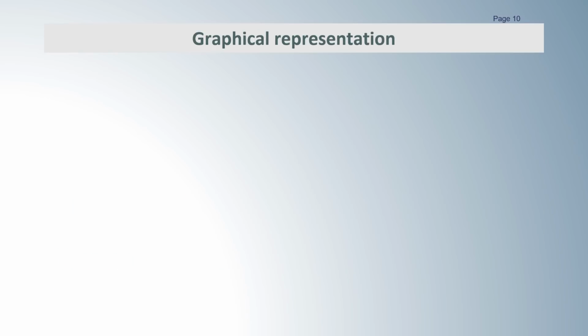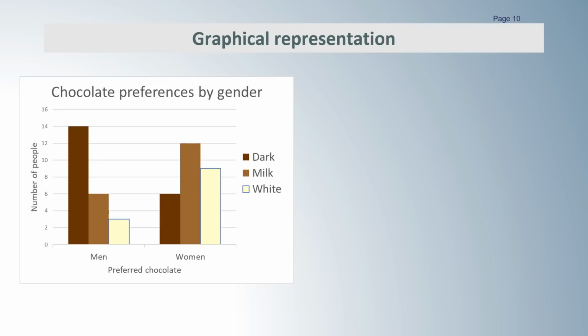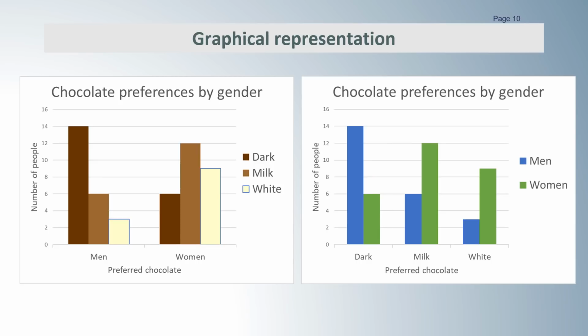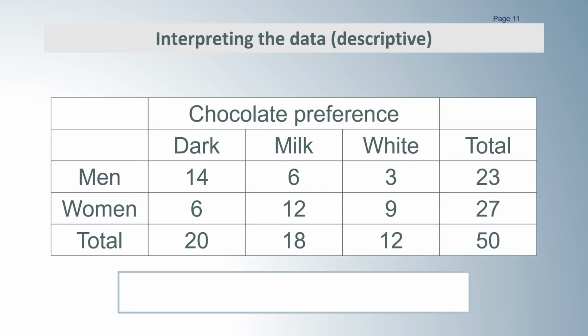It is always good to look at some graphs of the data to get an idea of what is happening. On this graph the bars are grouped by gender, and on this graph the bars are grouped by chocolate type. Different graphs are better at uncovering different effects and illustrating different findings. And here is the data in a table.